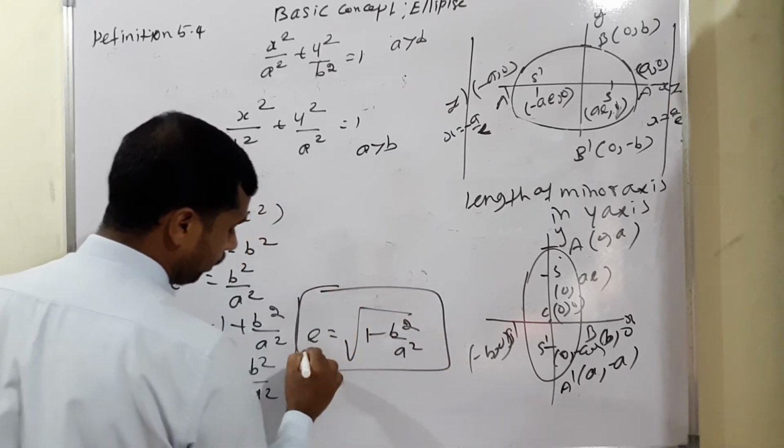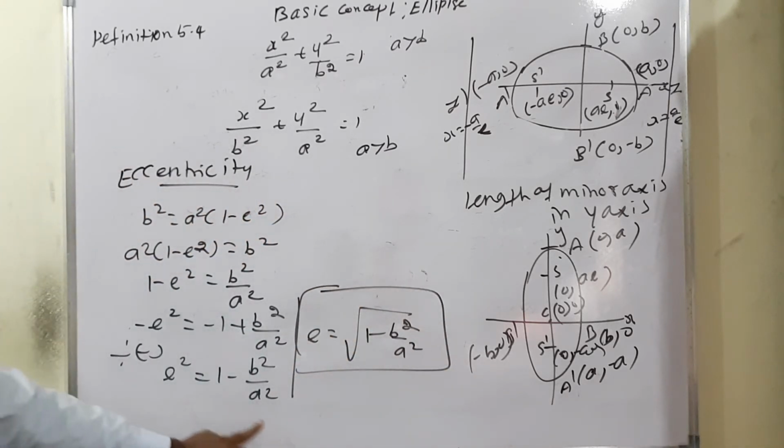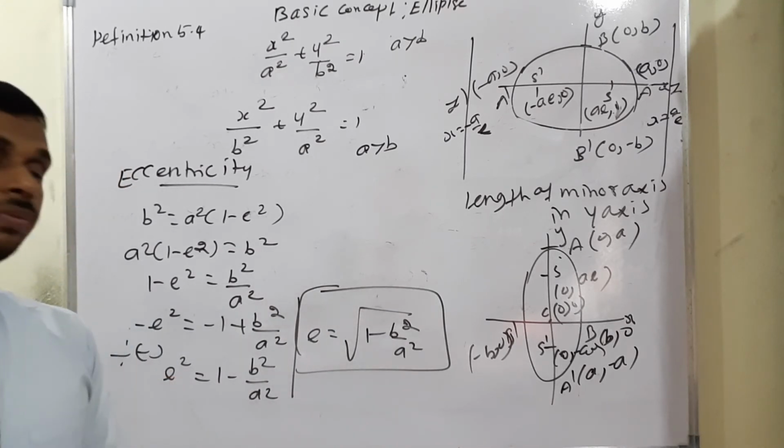An important two-mark question. So this is a possible question: how to find the eccentricity. This is the whole procedure for the ellipse.